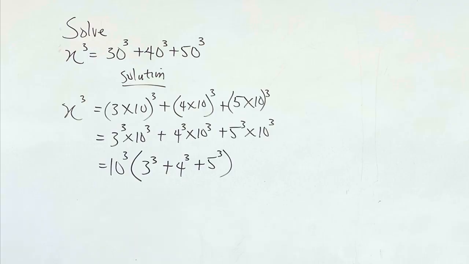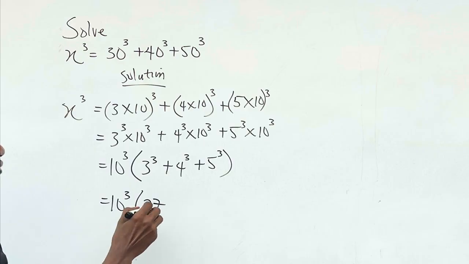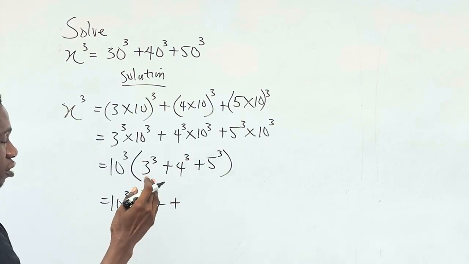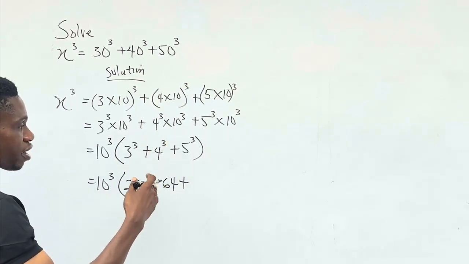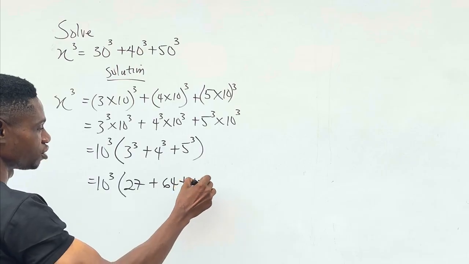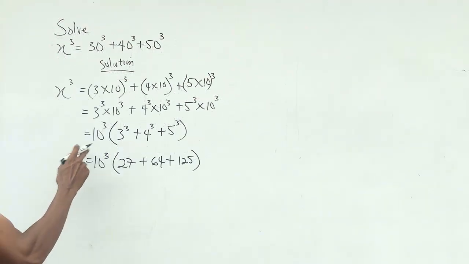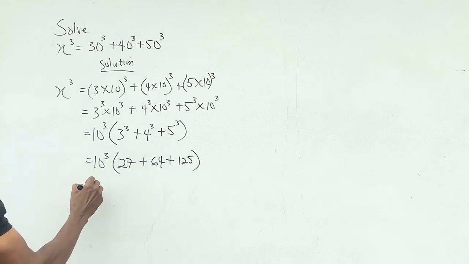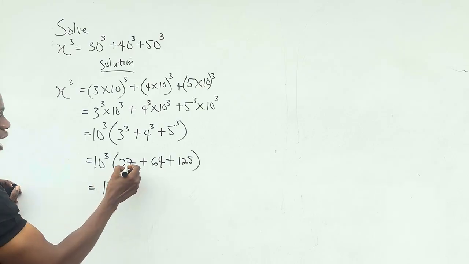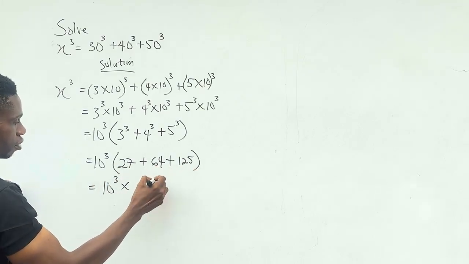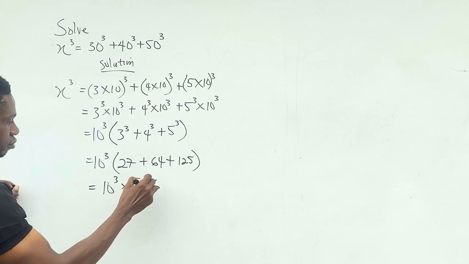Yeah, so what do we do from here? So we'll have 10 cubed into 3 cubed is 27, 4 cubed is 16, that's 64, 5 cubed is 5 multiplied by 5 multiplied by 5, that's 125. Alright, so this will give us 10 raised to the power 3 multiplied by, if we add all of these three together, we'll have 216.